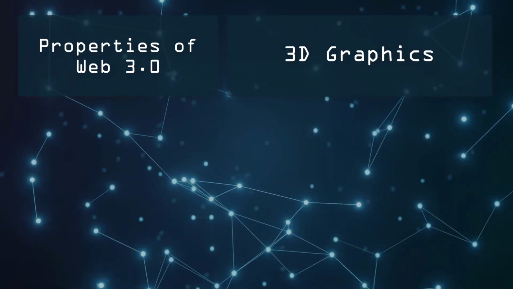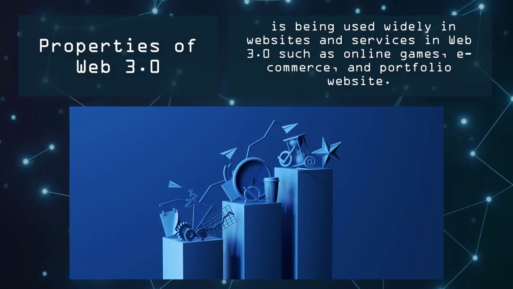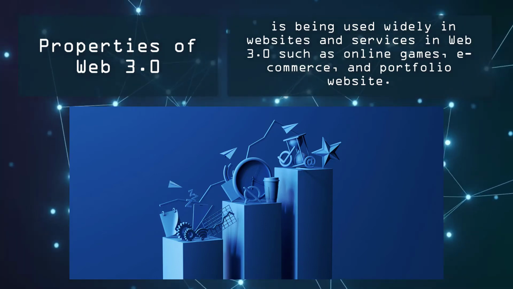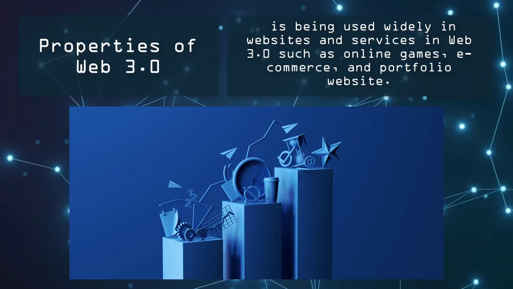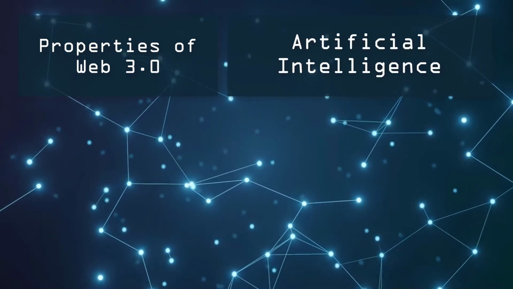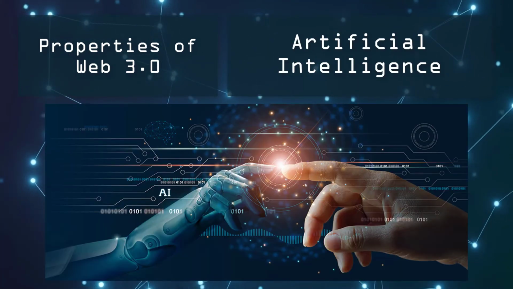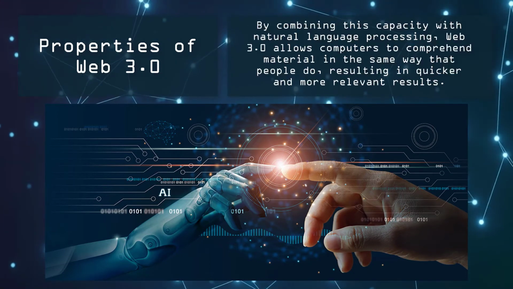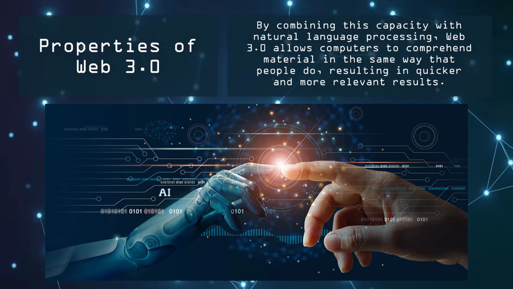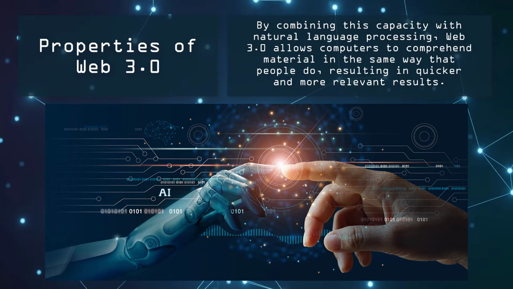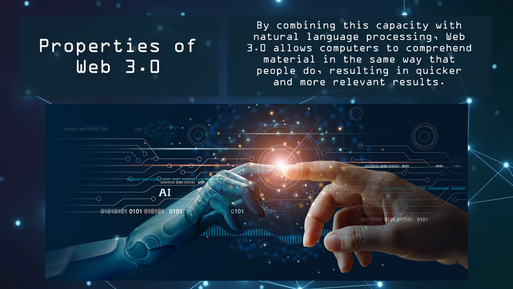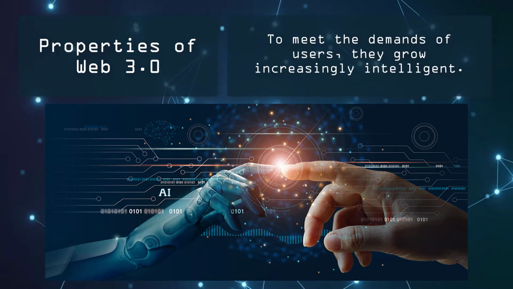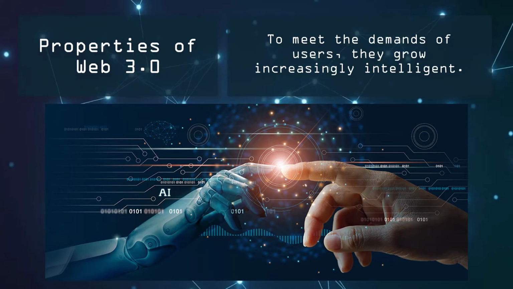Next, 3D graphics. 3D graphics is being used widely in websites and services in Web 3.0, such as online games, e-commerce, and portfolio websites. And number 3, artificial intelligence. Semantic Web and artificial intelligence are the two cornerstones of Web 3.0. By combining this capacity with natural language processing, Web 3.0 allows computers to comprehend material in the same way that people do, resulting in quicker and more relevant results. To meet the demands of users, they grow increasingly intelligent.